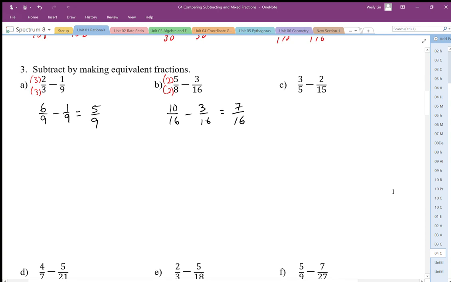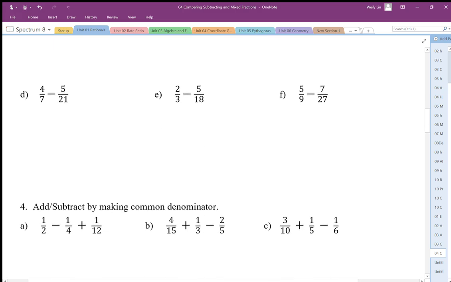Okay, so this one here, we want to multiply by 3. Multiply by 3 to get the common denominator 15. Okay, here we end up with 9/15, and then we're going to take away 2/15. We end up with 7/15.